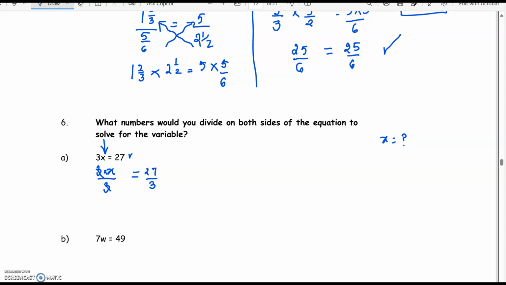So if we divide both sides by 3, so what have we done so far? Divide both sides by 3. If we divide both sides by 3, what we've done is solved for x. We cancel the 3's and x is equal to 9.